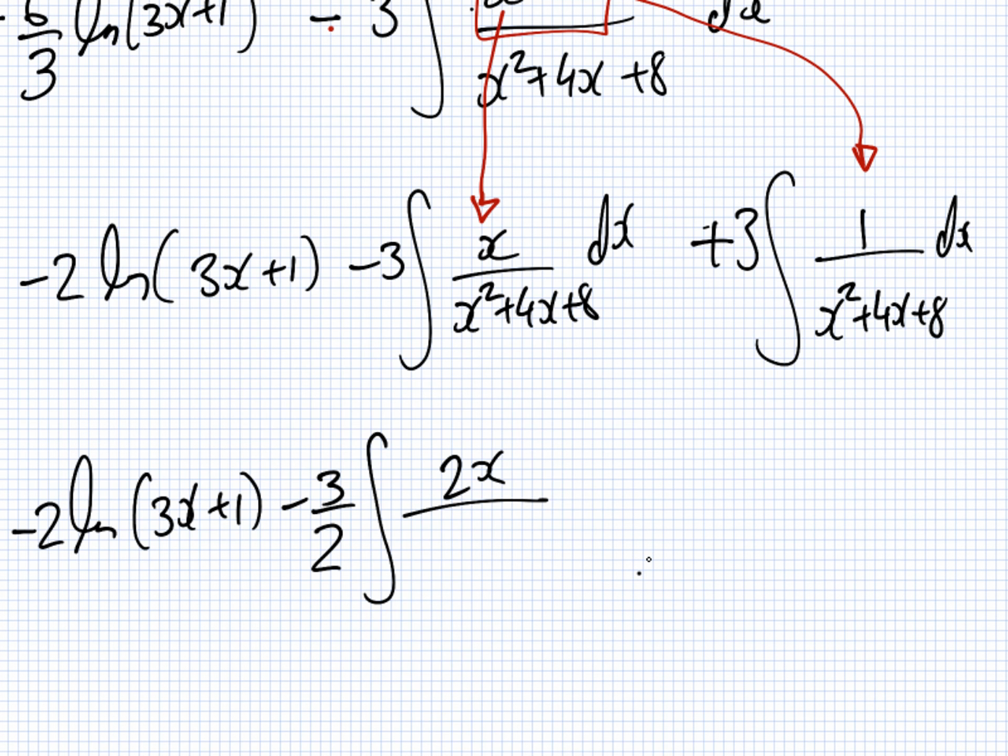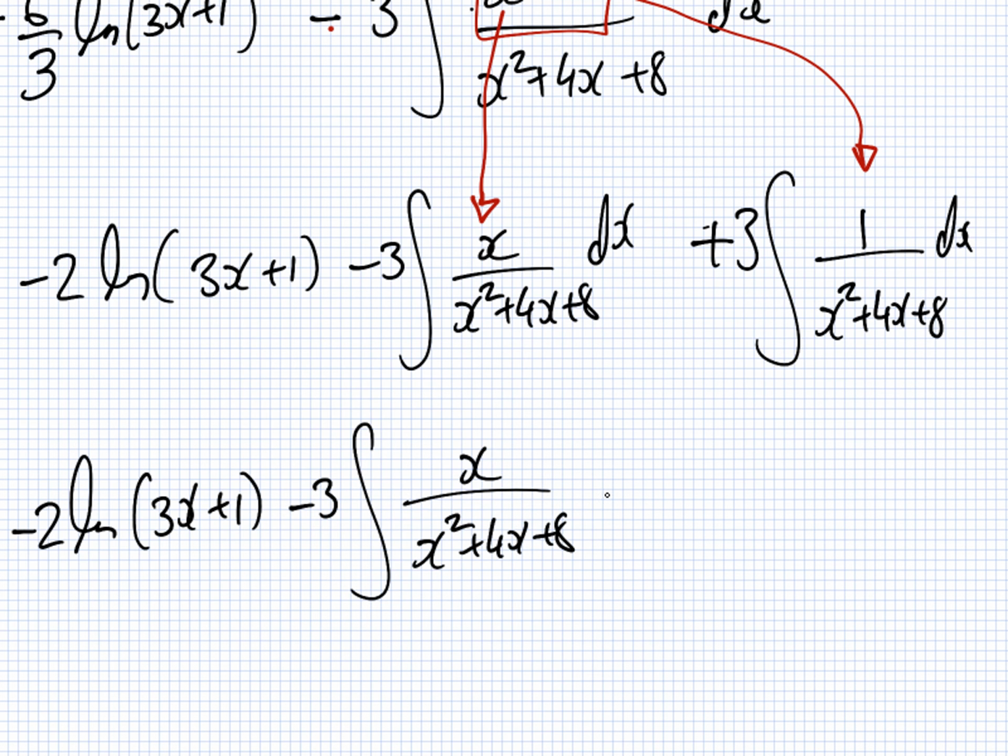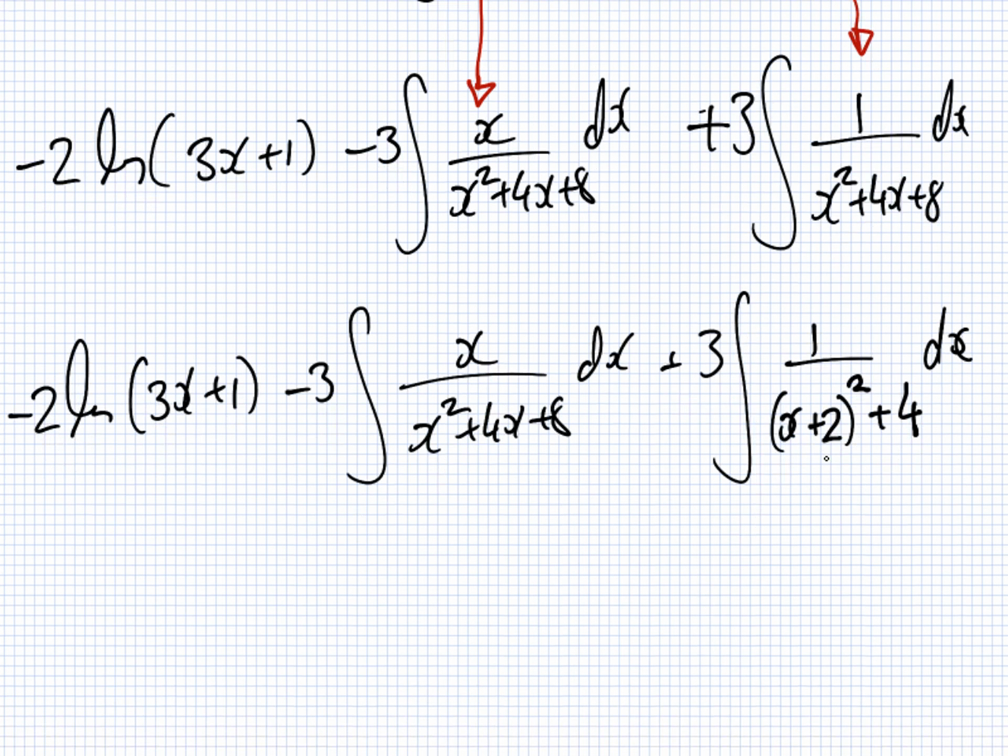So what's the rule for tan inverse? Integrate 1 over x squared plus 1, is it? Yeah, okay. Now this one's fine. Actually, this one could be harder than I think. Let me ignore the middle one for a moment. Actually, this one could be okay. And then here, this will be 3, 1 over x plus 2 squared plus 4 dx.